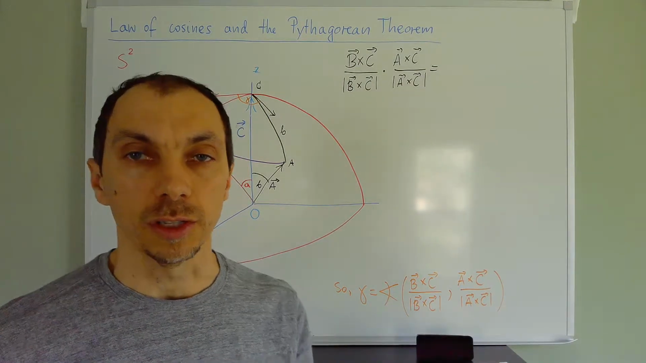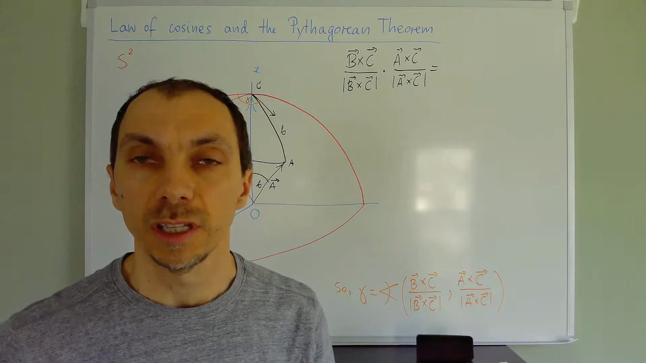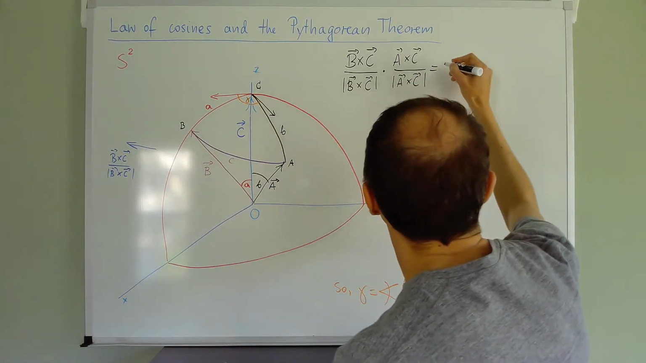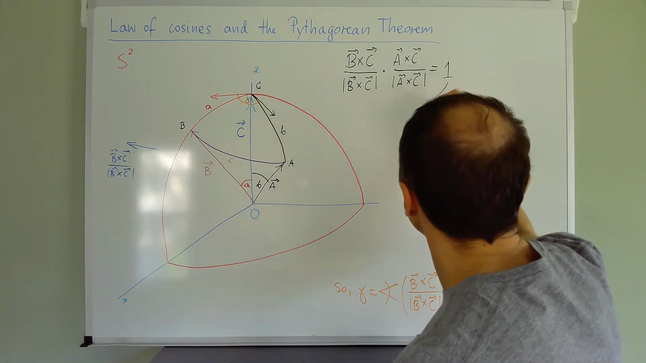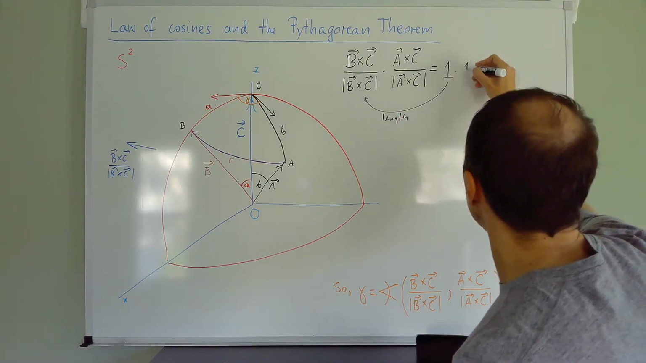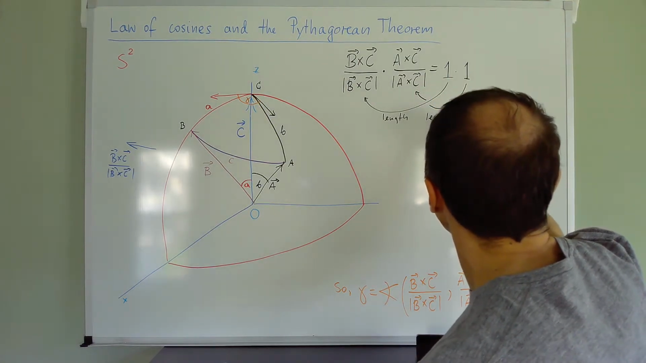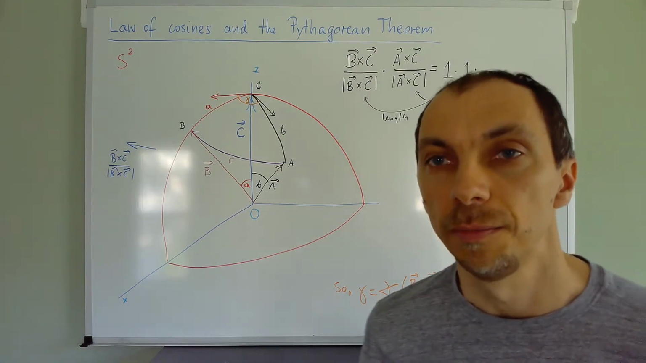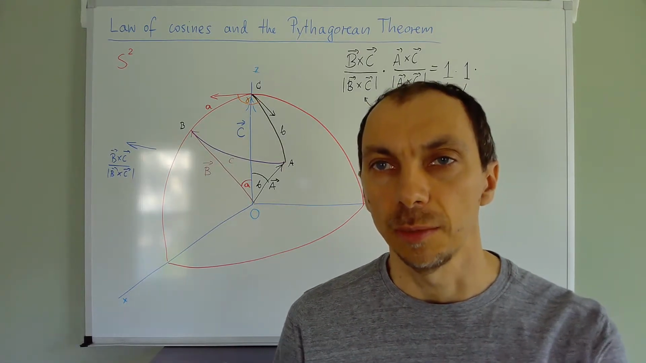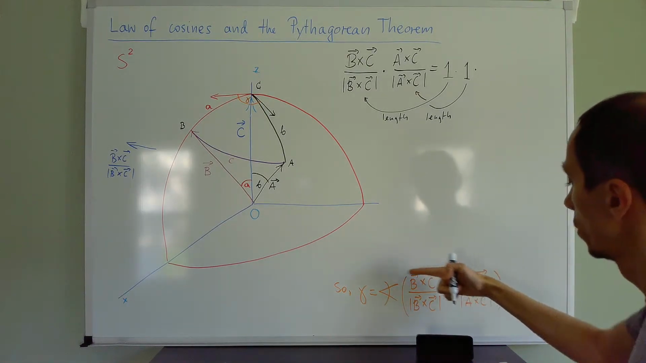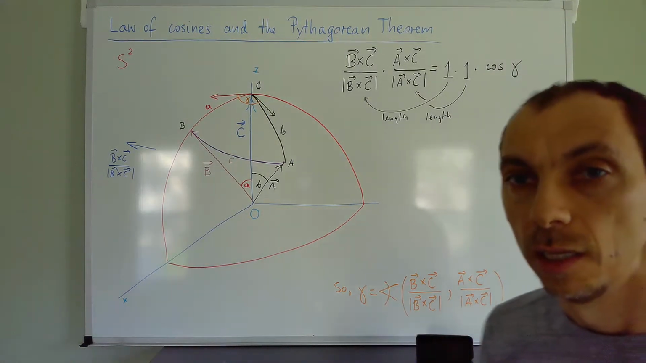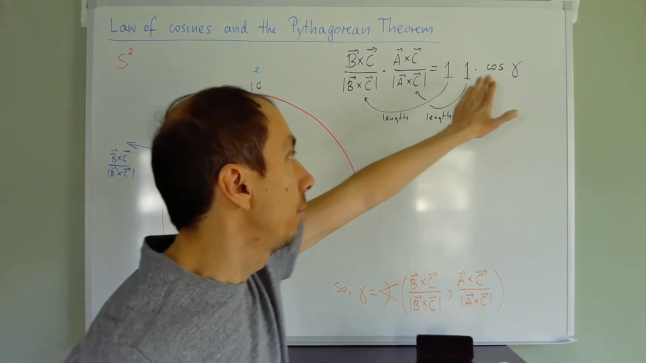What is the dot product between two vectors? It's the length of the first vector, but what's the length of the first vector? It's a unit vector, so the length is 1. Times the length of the second vector, but that's also 1. Times the cosine between the angles. Remember, A dotted with B is the length of A times the length of B times the cosine between the two angles. But what's the angle between them? That's just gamma. So that's just going to be cosine gamma. Reading it from the right, I get my formula for cosine gamma.